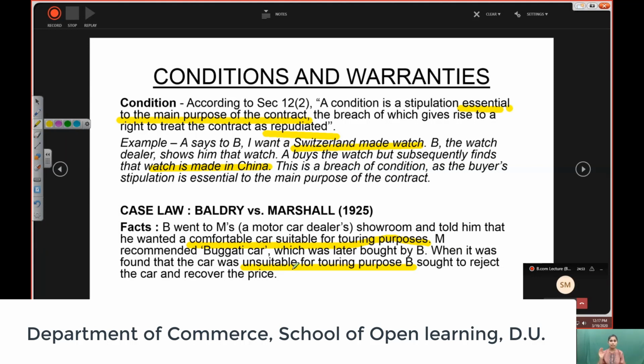So I hope the term condition is very clear. So condition is something which is essential for the main purpose of the contract, because of that stipulation you are entering into a contract with somebody.